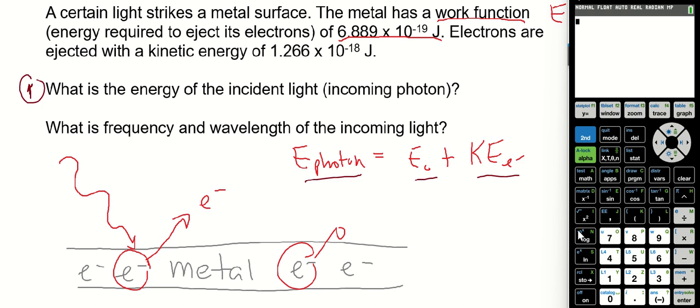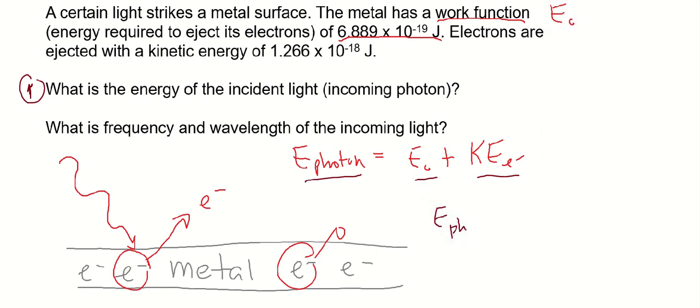All right, so here we go with 6.889 times 10 to the negative 19 plus 1.266 times 10 to the negative 18. All right, and our answer is going to be 1.955 times 10 to the negative 18. That was the bigger number, joules.